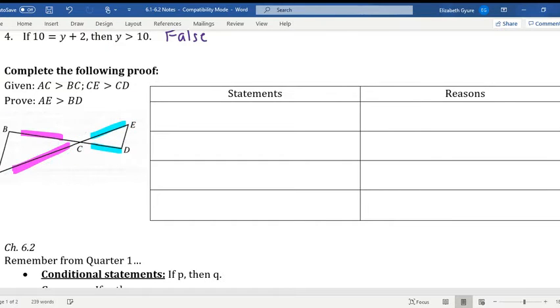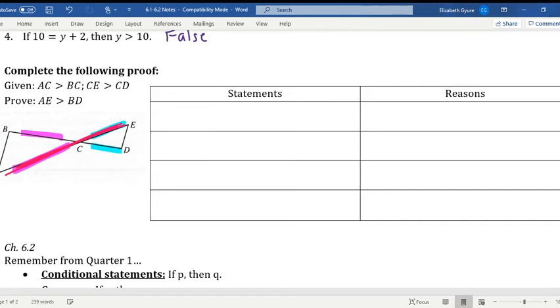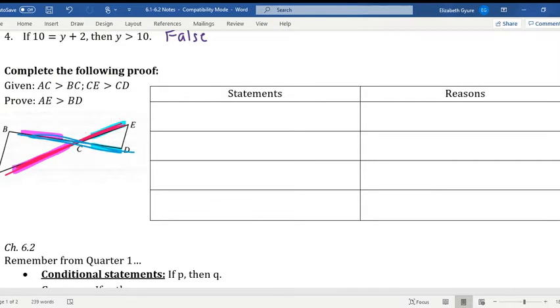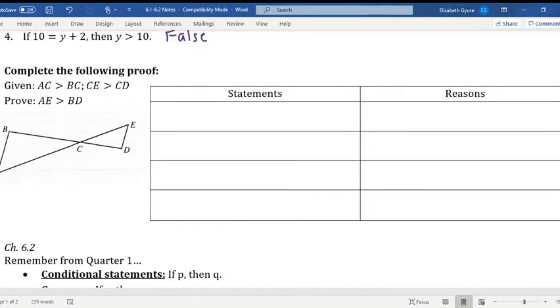It wants you to prove that this entire segment here, AE, is greater than this entire segment here, BD. Well, isn't segment AE made up of larger parts than segment BD is? So if we add those parts together, it's going to still have to be bigger. That's basically what we're doing. Just think about it in terms of numbers. It's the same thing. AC here technically just represents a measurement. So we're going to throw in our given.